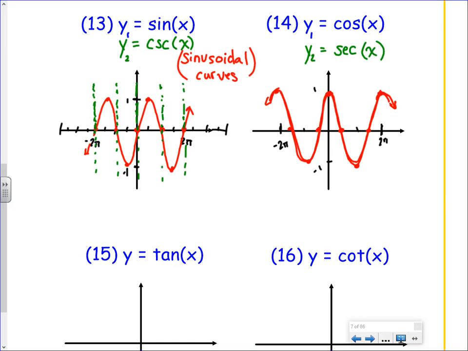While we're at it, secant is 1 over who? Cosine. Sorry, wasn't paying attention. Which means whenever cosine is 0, secant is going to have a vertical asymptote as well. So let's go find all his zeros and just keep it going.